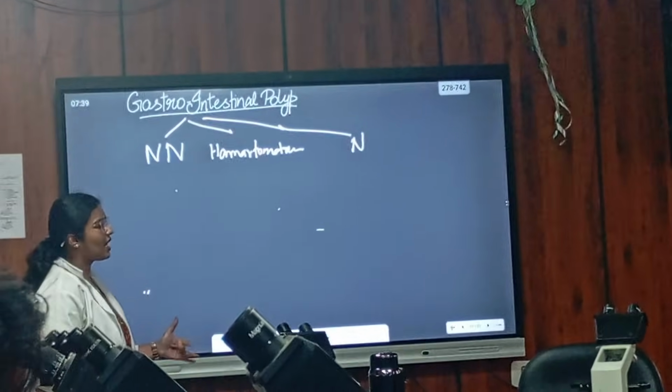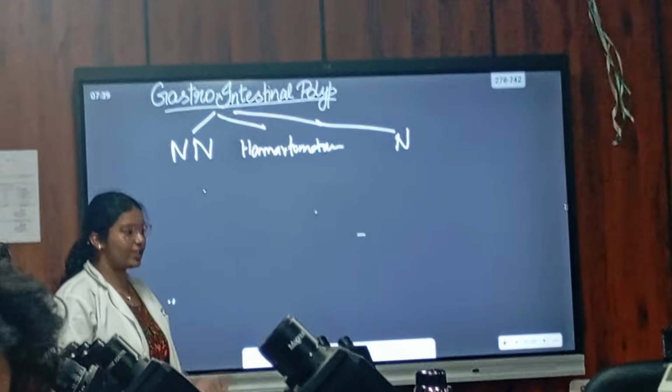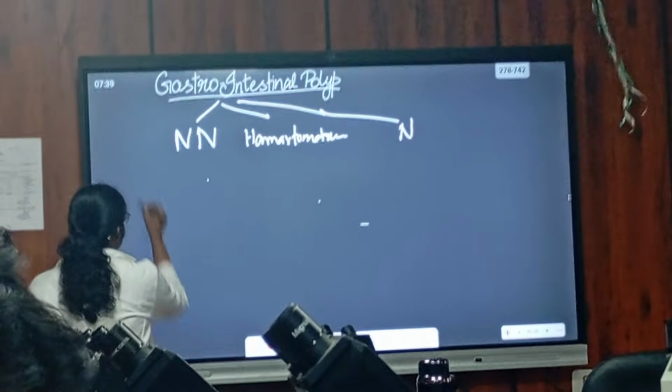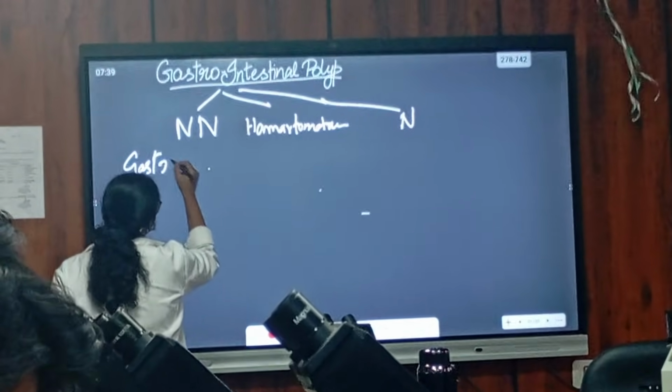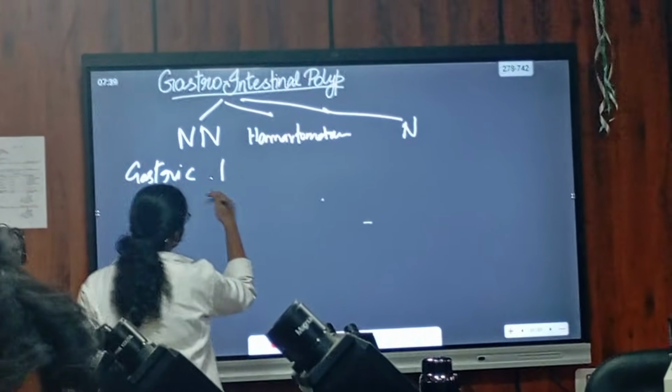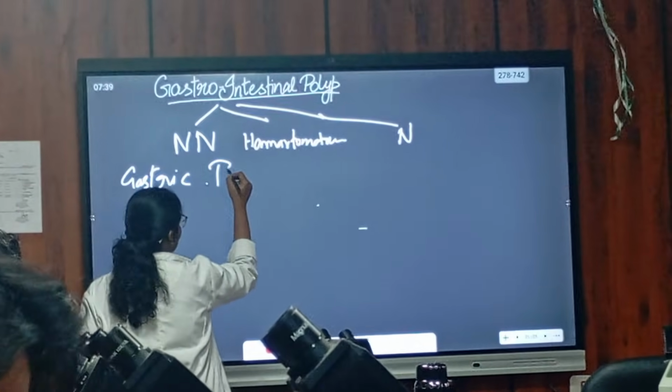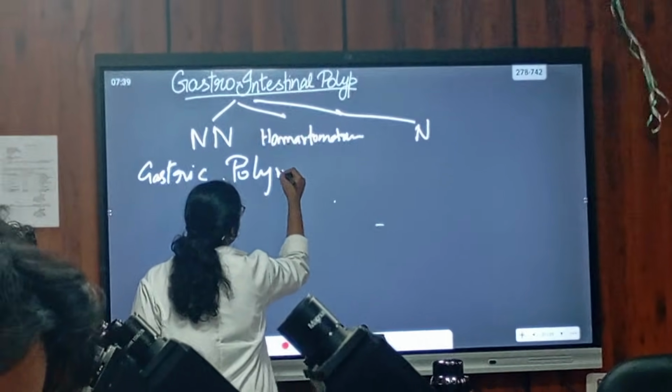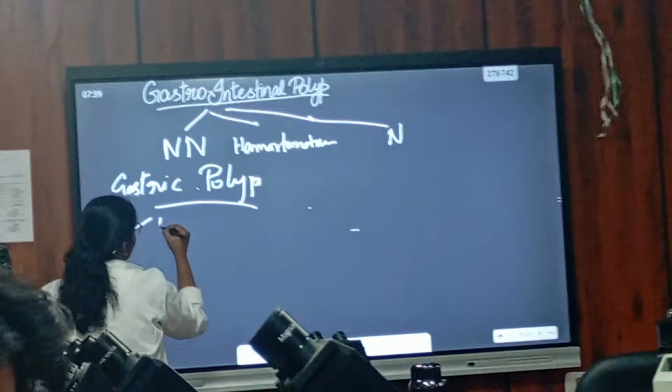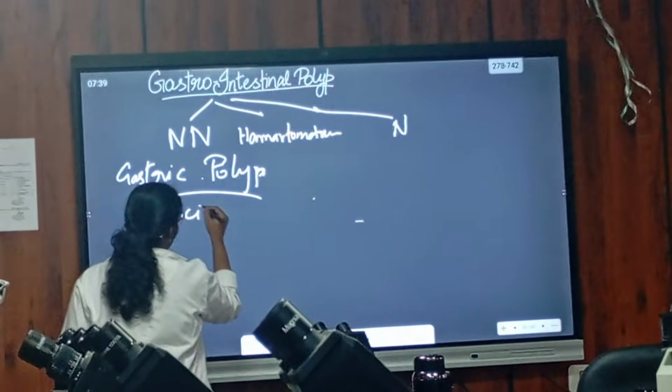Under the neoplastic, we can have serrated lesions and adenoma. So, starting with gastric polyp. Gastric polyp is a polyp that projects above the gastric mucosa. It is found incidentally during upper GI endoscopy.